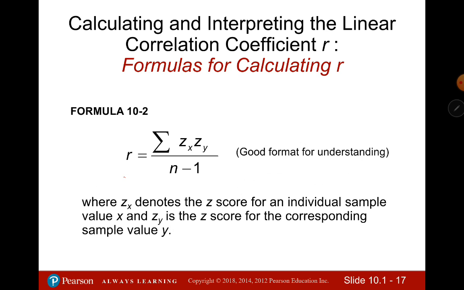Because this one looks simple, but actually it's more complicated to calculate. Because for each one, we should find what's the z value. We should use the z formula to find what's the z-score corresponding to the x. So each time we should use the z formula. So it looks simple, but actually complicated to calculate.